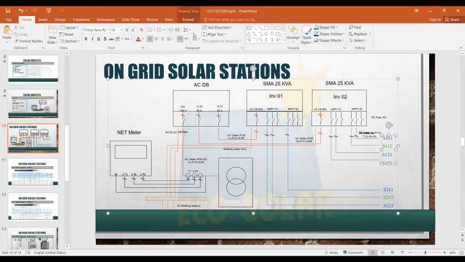Doctor, does anyone have any question? I was saying that this inverter should be connected with the utility grid. Yeah, sure, of course.